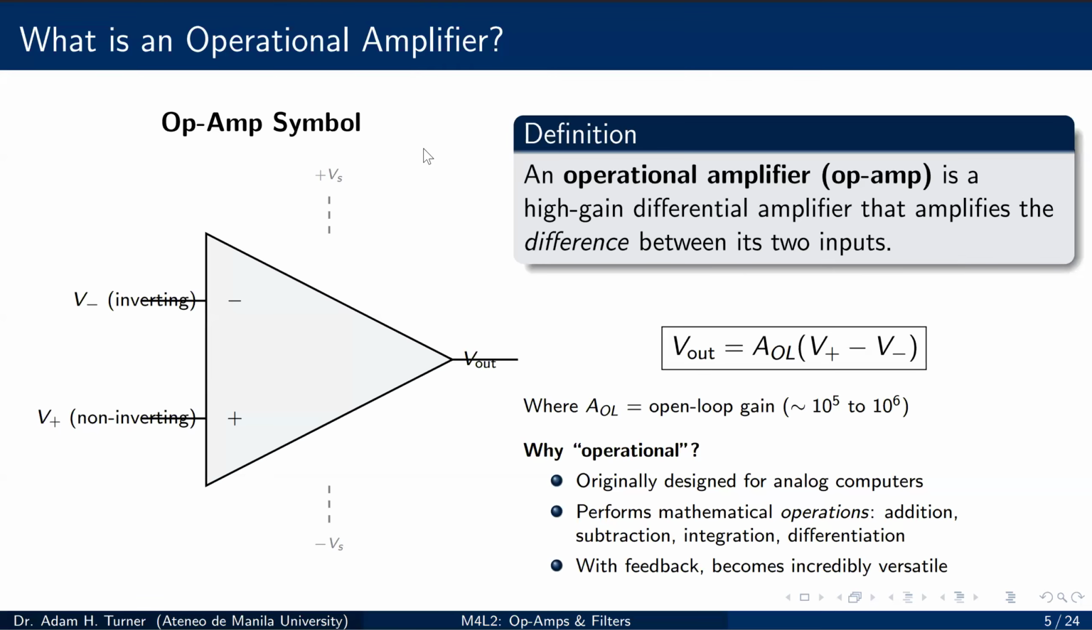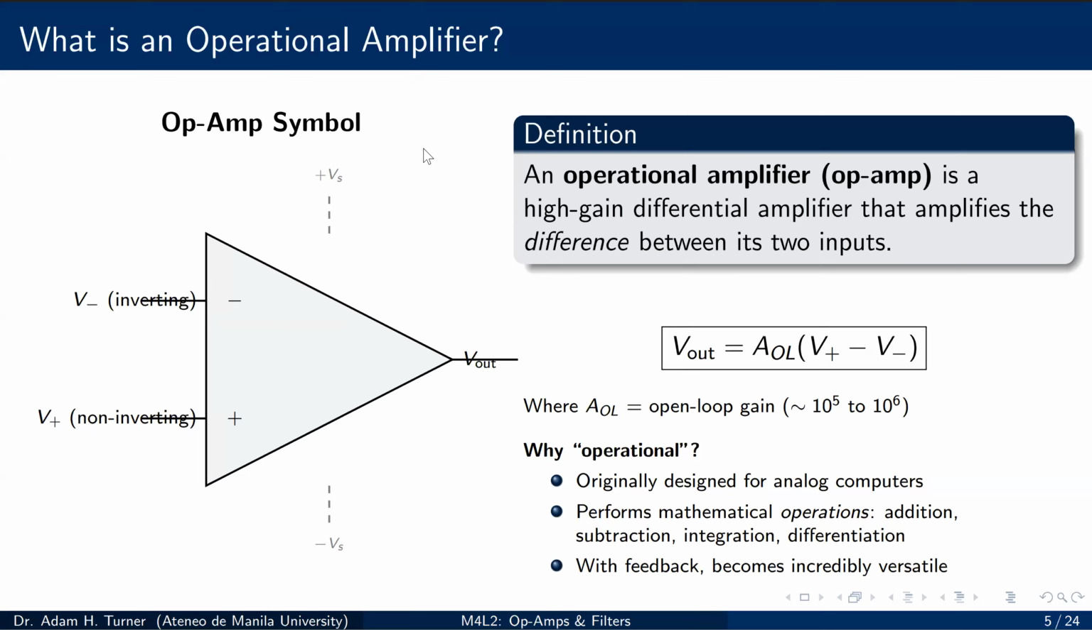That's far too much gain to be useful on its own, which is why we always use op amps with negative feedback. We connect the output back to the inverting input through resistors, and those resistors determine the actual useful gain. The name operational comes from their original use in analog computers, where they performed mathematical operations: addition, subtraction, integration. Today they're everywhere. Every instrument you've studied has op amps inside.